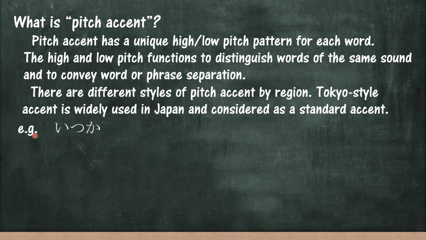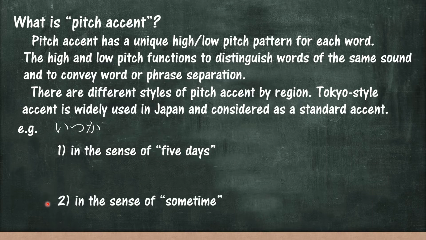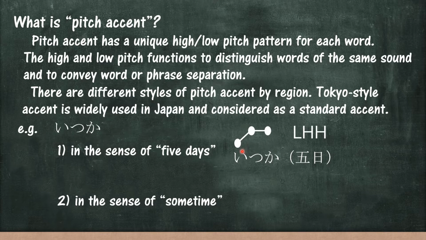So look at this word as an example and pronounce this word. Actually, this word has 2 different pronunciations. The first one means 5 days. The second one means sometime. So now I'll say the first word. 5日, 5日, itsuka. So low, high, high.